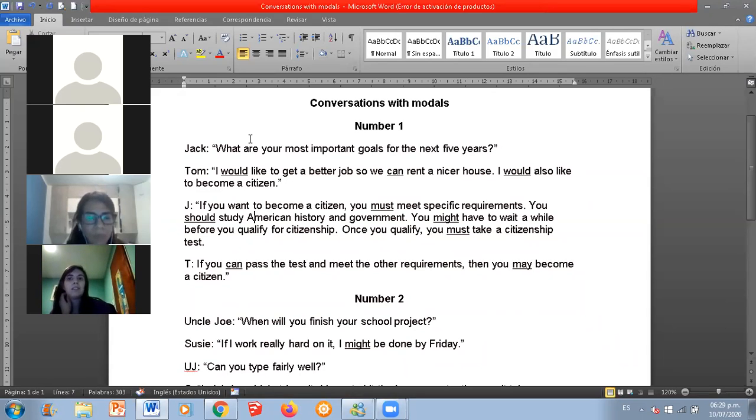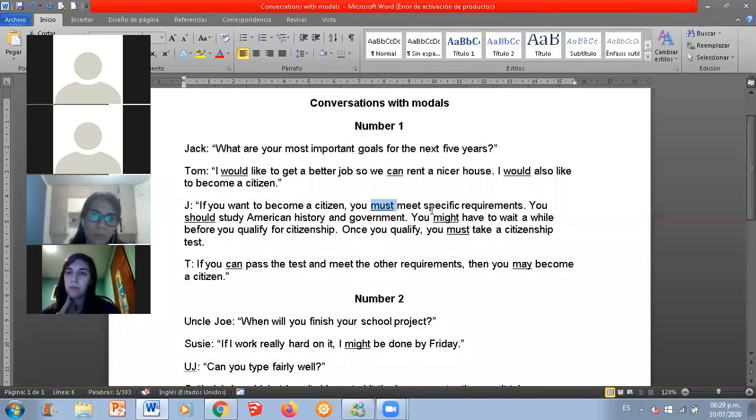Citizen, very good, might. So you see, we have many modal verbs here, and I think I forgot to tell you about this one, would. So would is commonly used when you want to talk about what would you like to do? That's the big one. When you want to say, what do you prefer? I would like, I would prefer. And you can also use would to make an offer. Would you like a glass of tea or a glass of water? Would you like, when you offer something.